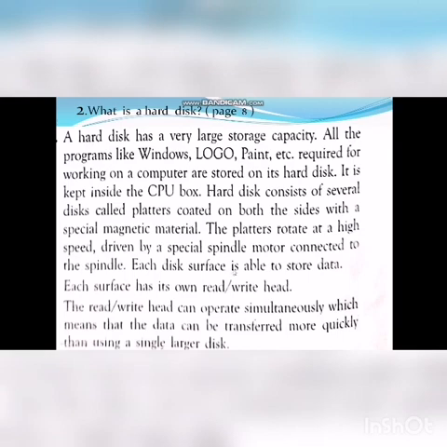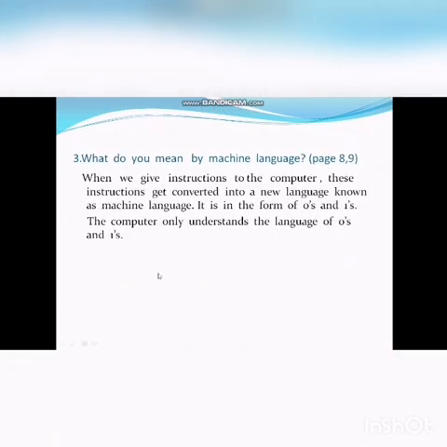Each disk surface is able to store data. Each surface has its own read-write head. The read-write heads can operate simultaneously, which means that the data can be transferred more quickly than using a single larger disk. Now you see the third question. What do you mean by machine language?